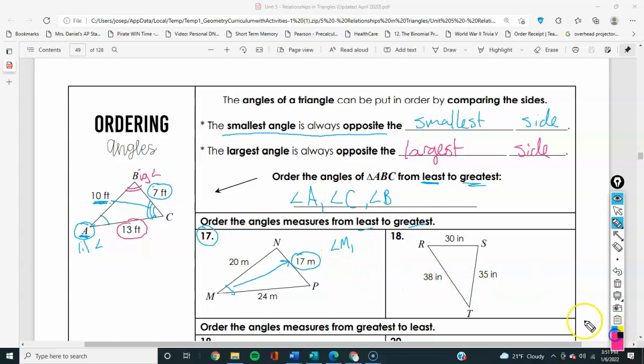Okay. And what's my next smallest side? Well, 20 is, right? 20 is opposite angle P. And last, my biggest side is over here, and N is opposite it. Alright, so it goes M, P, N.